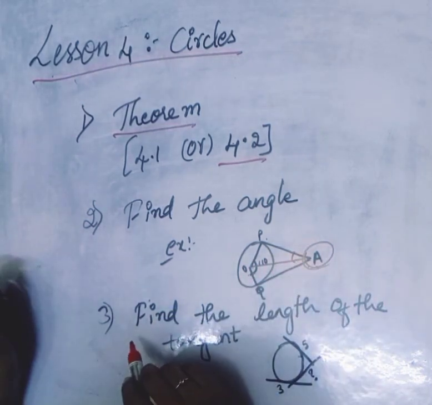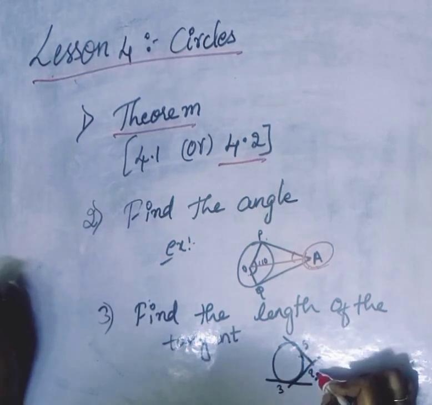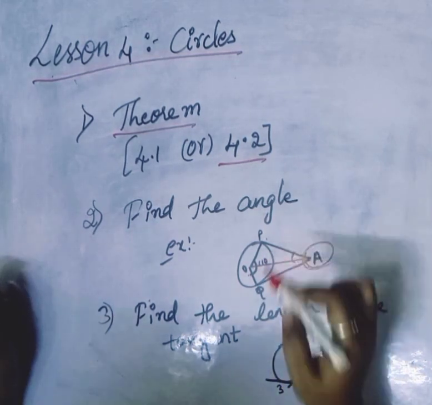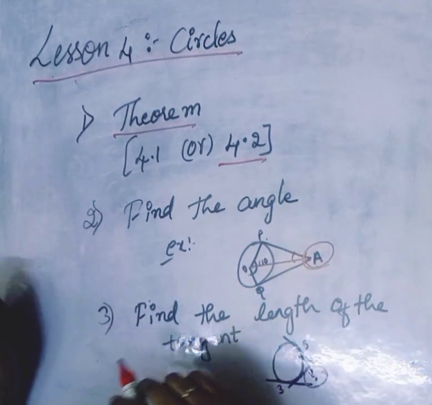If they are not giving that type, they may ask you to find the length of the tangent. They will give the other tangent's value, and you need to find the missing tangent. That means by using the theorem only, you need to find the value of the tangents. Like that, questions are most expected.